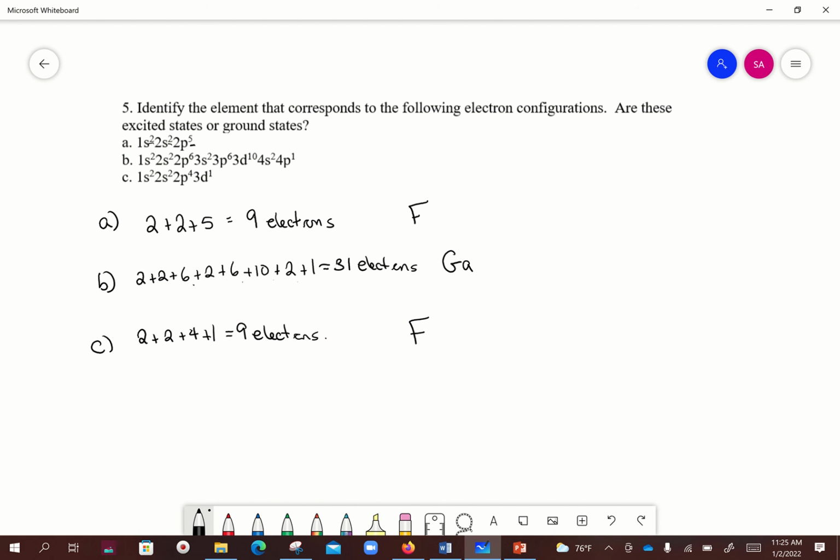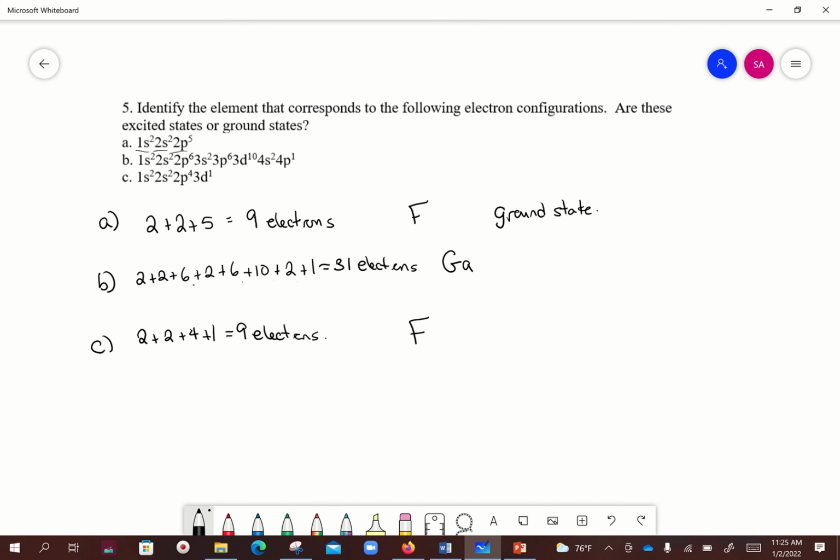All right, next thing is, are these excited states or ground states? So it's an excited state if I'm not filling the shells in order. So if I look at A, I've got 1s2, that one's completely full. Then I filled 2s2, and then I do 2p5, and I can put up to 6 in there. Nothing is excited there, so this is a ground state.